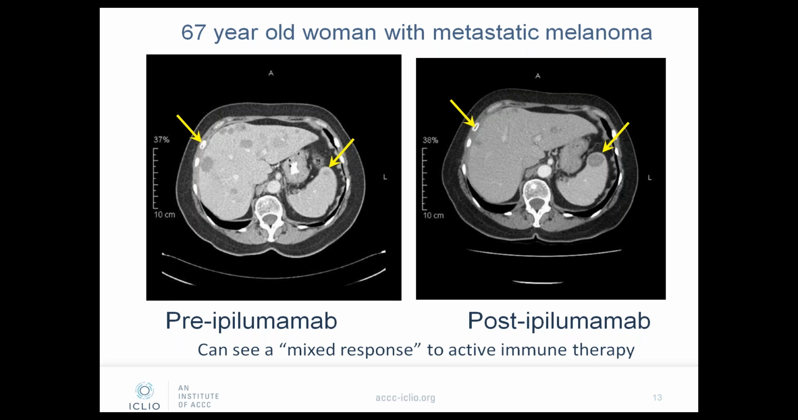Some lesions can get smaller and some can get bigger. The two left arrows on each image show the decreasing size of liver lesions, while the two right-sided arrows on the two images show a splenic lesion, a lesion in the spleen, getting bigger. So this is a common sight, where you see what used to be called in RECIST terms a partial response to therapy, where you get some lesions that are smaller and some are bigger.